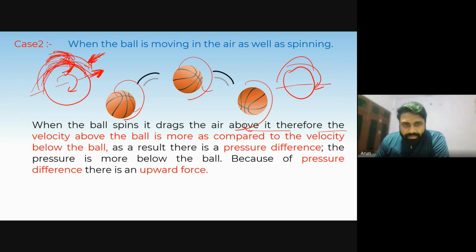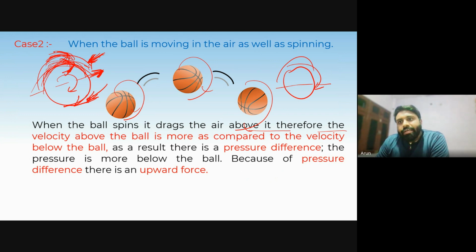Okay, got it? This surface, the upper surface, is moving in this direction. Air wants to travel in this direction. So this is applying a drag to this air, so the velocity of the air will decrease. But on the lower side, this is moving in this direction, air is also moving in this direction, so the velocity of the air will increase. Got it?